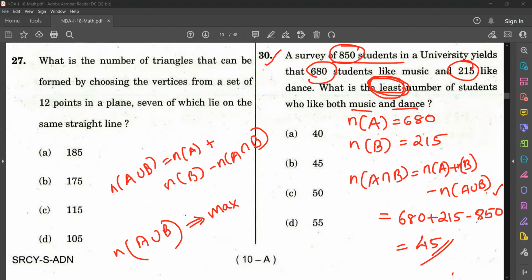See why we are substituting 850 here? Because U is the universal set. Here N of A union B is maximum. That means it should be the universal set, isn't it? So universal set means here the total number of students is 850. So answer is option B. Option B.